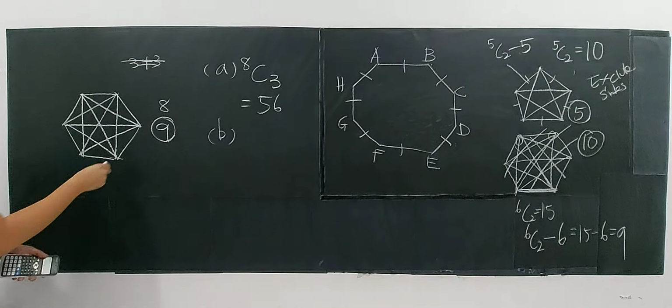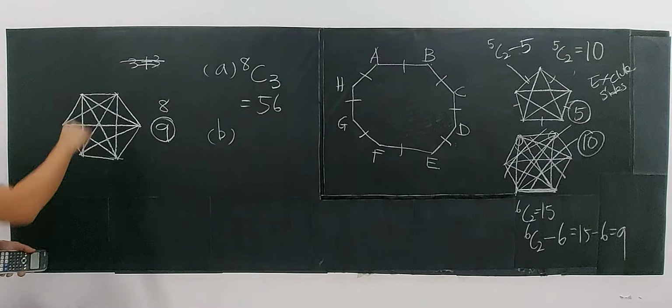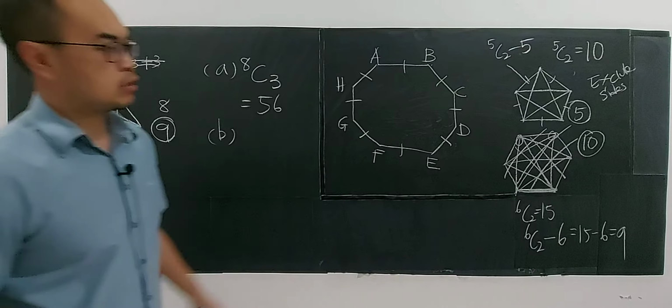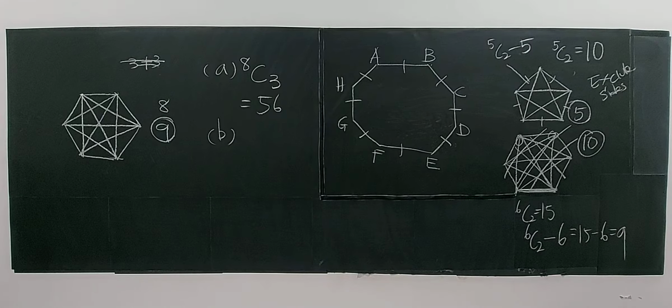Just now I think I calculated wrongly because there are more vertices, right? So it's actually 9, right? This is more beautiful than this. So I think this is correct. So you minus the 6, you're getting 9, right? And this also applies for this.